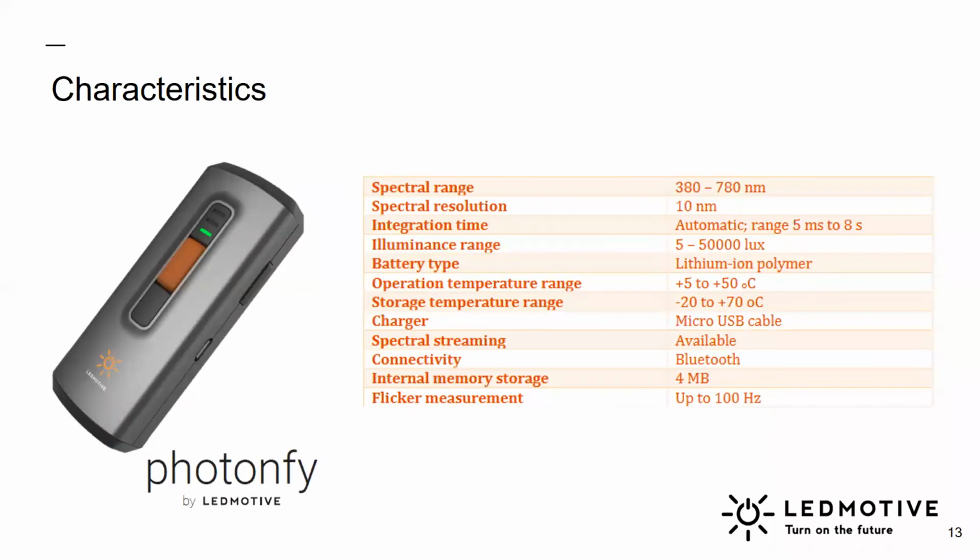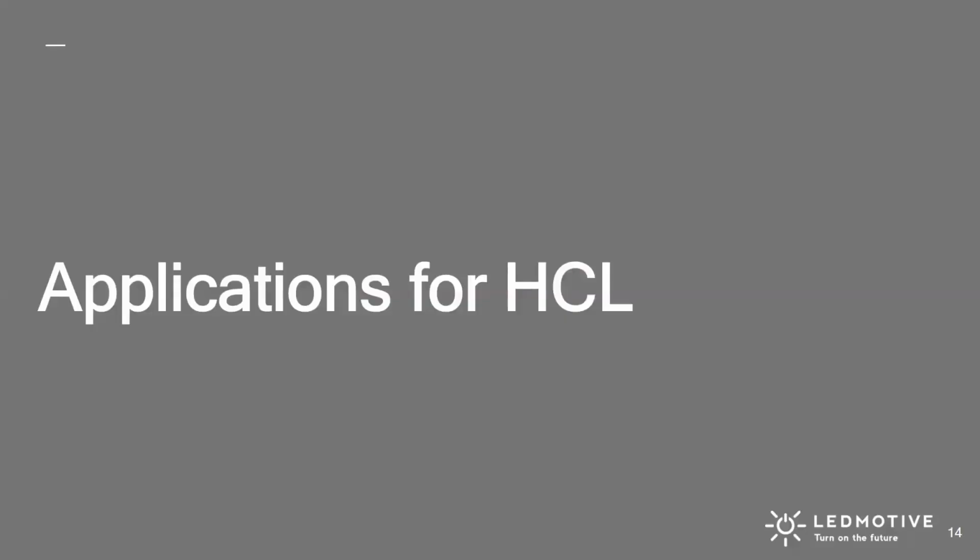Some technical aspects, for example, are that the wavelength range is in the visible part of the spectrum from 380 to 780 nanometers, that it can measure a wide range of illuminance values, and that the connection is through Bluetooth. Let's see now how we can use these tools to design better human-centric lighting spaces.